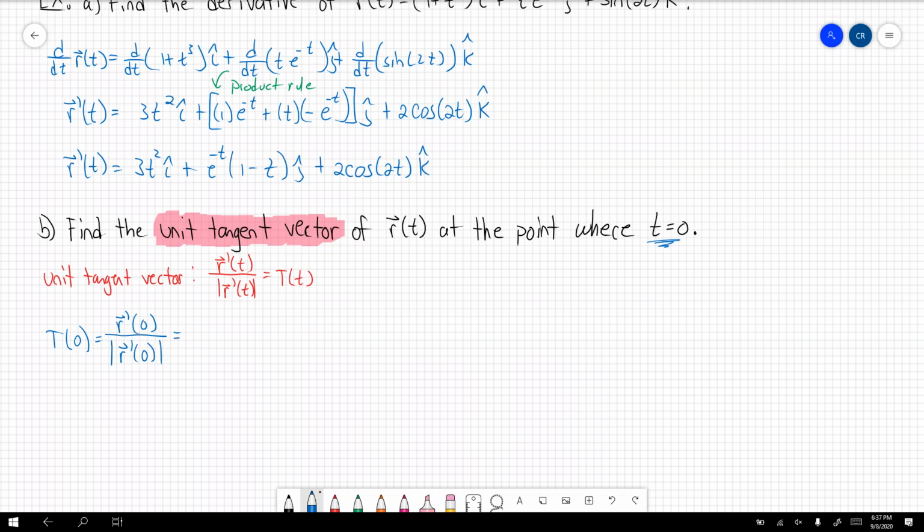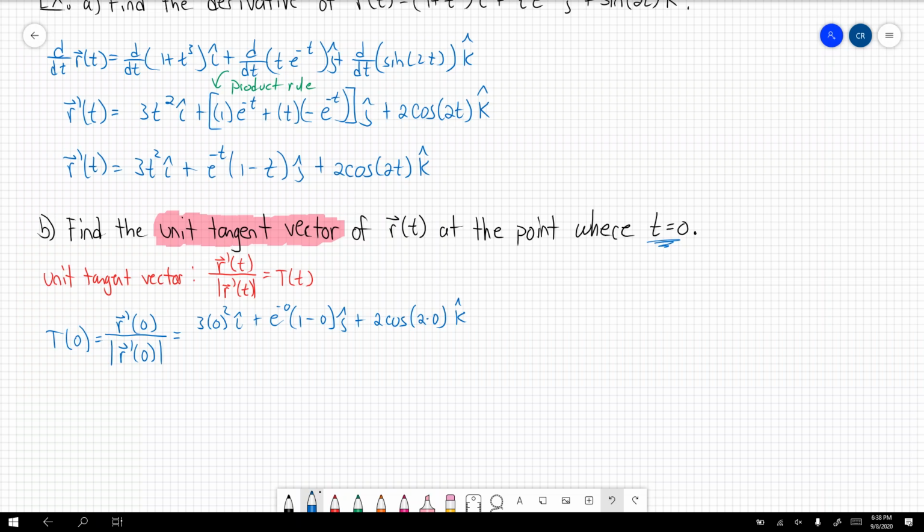All right, well, let's go with the numerator. So the numerator, let's evaluate this. So 3 times 0 squared, and that's for the i component, plus e to the power of negative 0 multiplied by 1 minus 0. That's going to be in the j component. And then 2 times cosine of 2 times 0 is going to be in the k component.